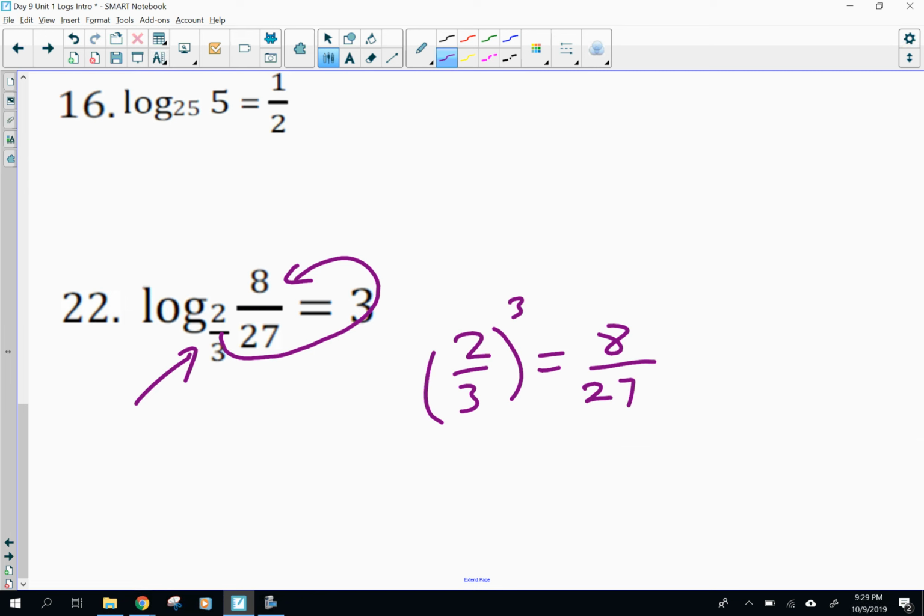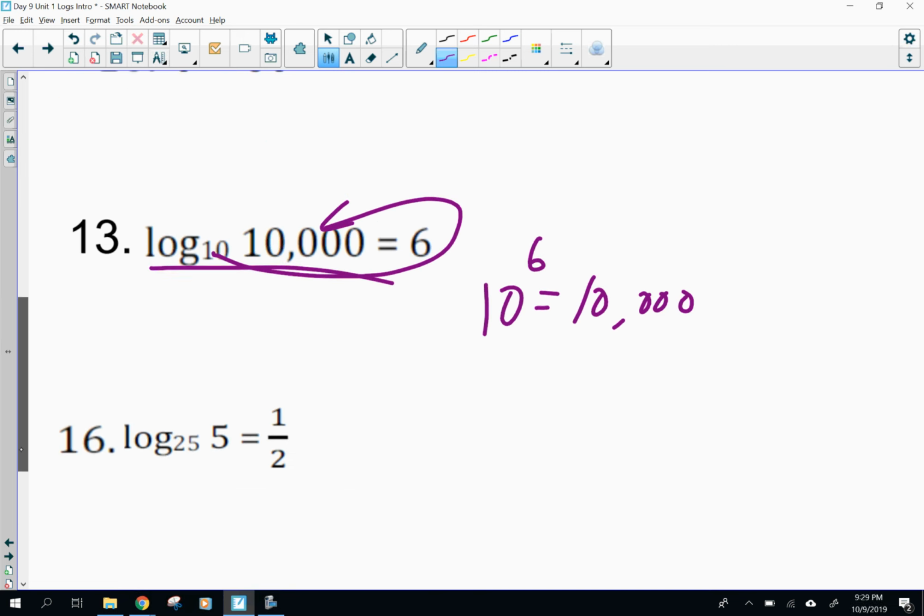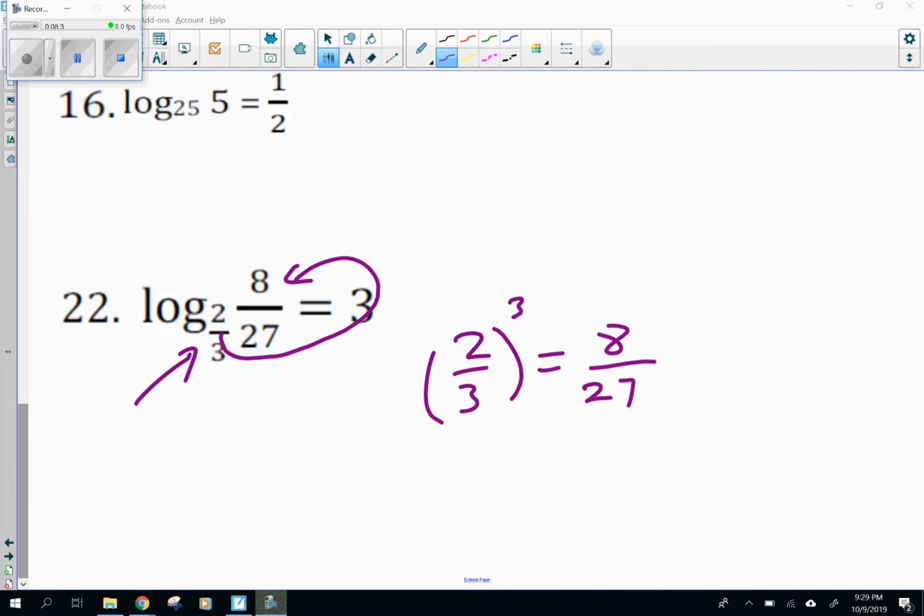So this is just an introduction to logs, and it's just rewriting. We're not calculating anything, we're just changing the way it's written from exponent form to log form. So good job, I know you're a pro now. Nice job.